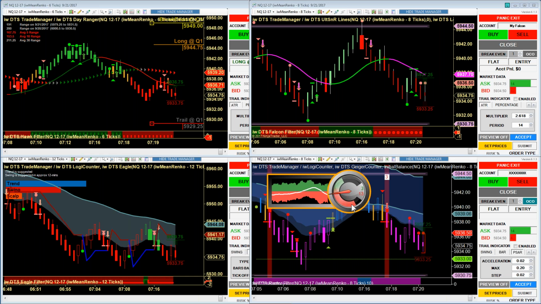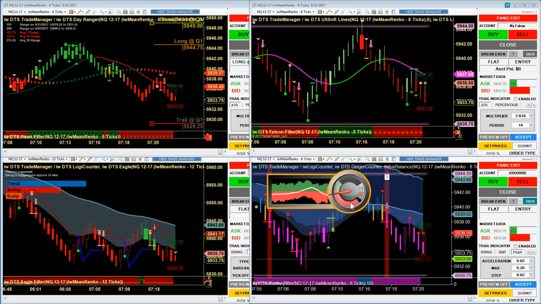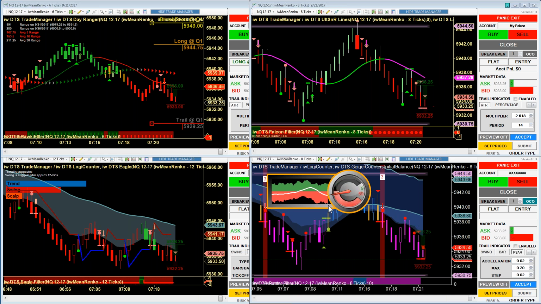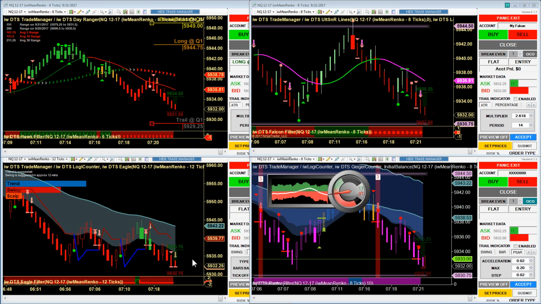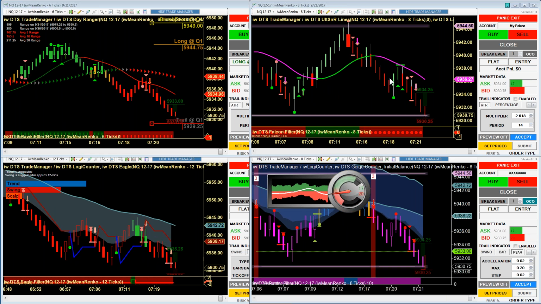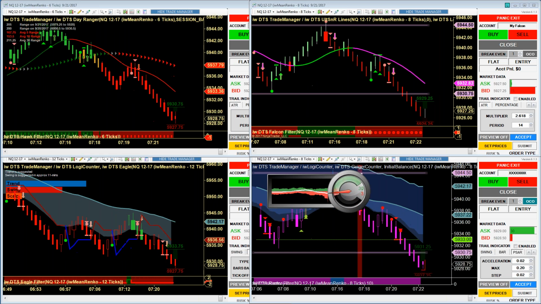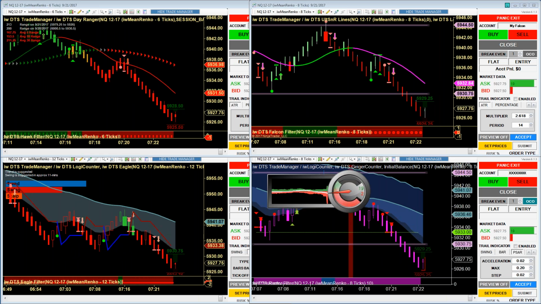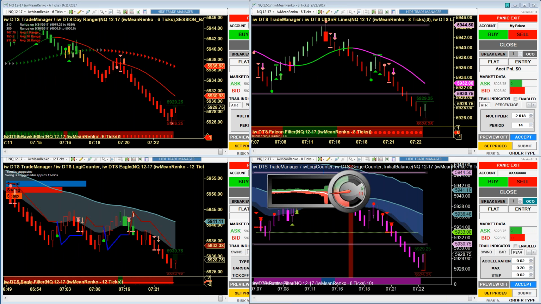Geiger counter pulling over here to the short side. The Eagle working a trend change signal, the Falcon producing a trend change signal. So across the board, we have some shorting signals.